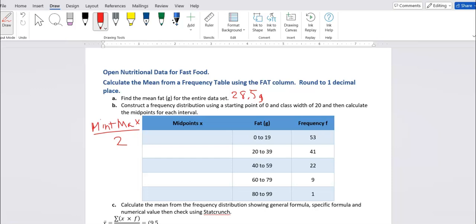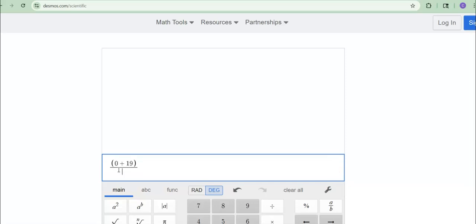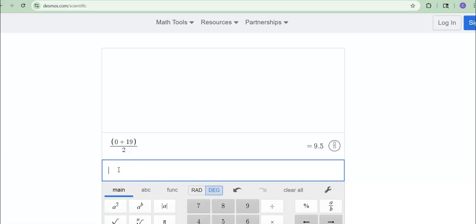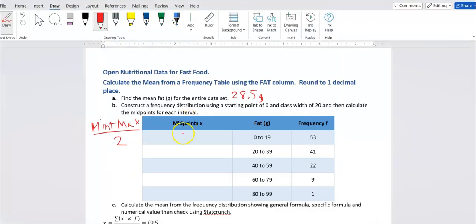I'm going to go ahead and do this in Desmos. So 0 plus 19 divided by 2, and it's 9.5. Then I can do the next one, 20 plus 39 divided by 2 is 29.5. You can notice that the class width is 20. So I'm going 9.5, 29.5. So the next one would naturally be 49.5. Let's write those in our form.